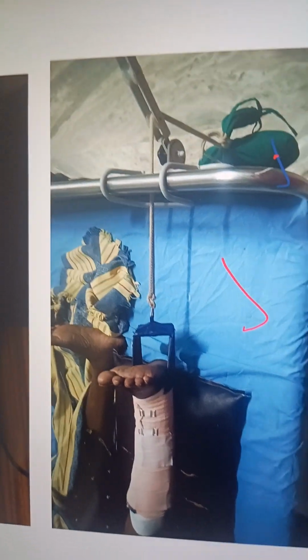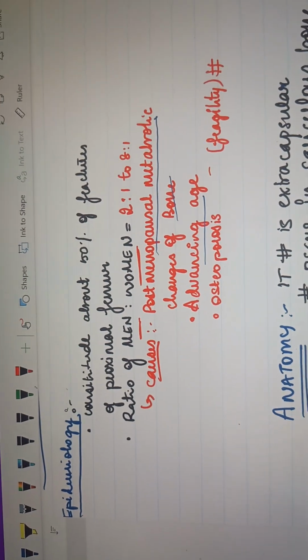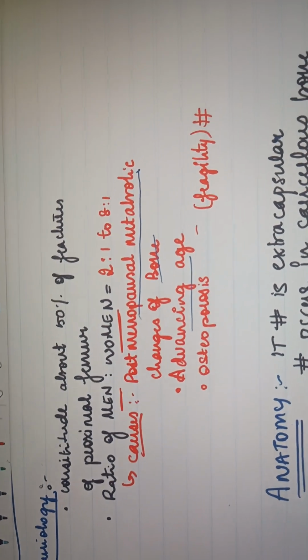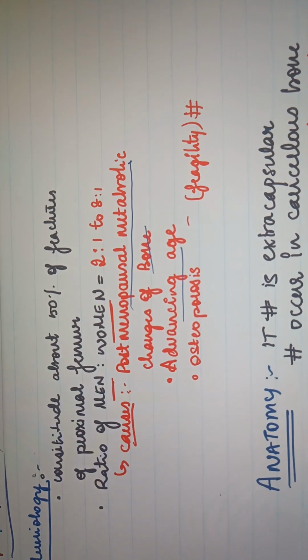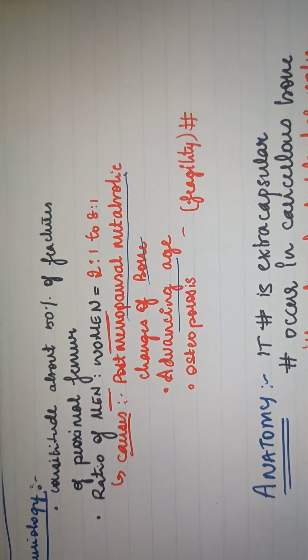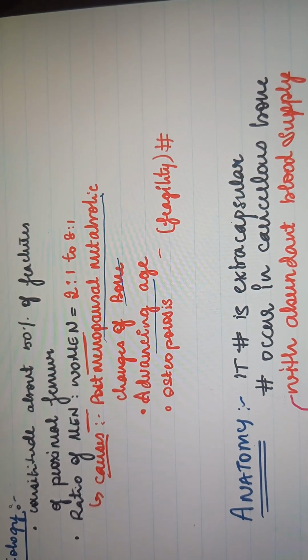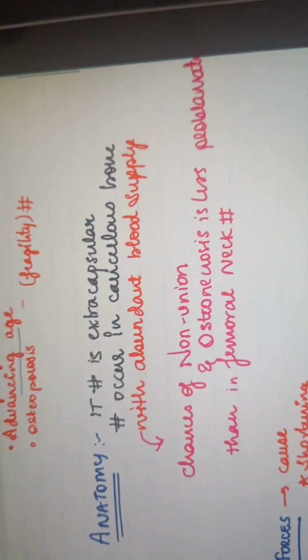So let's learn now more about the intertrochanteric fracture. So basically, intertrochanteric fracture constitutes about 50% of fractures of proximal femur. Ratio of men to women is at a ratio of 2.2:1 to 8:1. Women are more commonly affected. This is because of their postmenopausal metabolic changes in bone as age is advancing, and also osteoporosis fragility fractures can occur. Next comes anatomy.